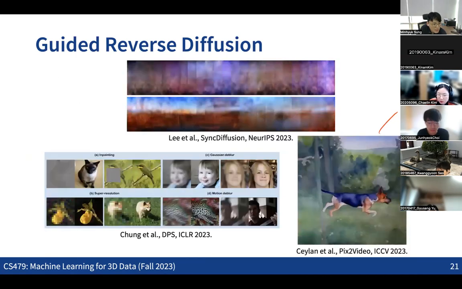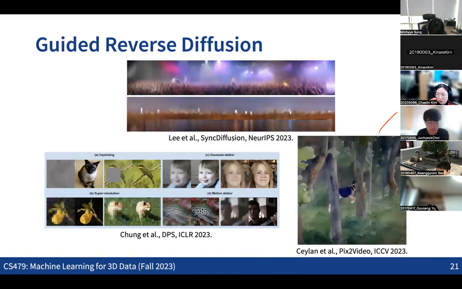On the right-hand side, these are also some of the results of editing the given video into a specific style. And we can also run the reverse process for each of the frames of the video in a way that their style can match, basically adding guidance in the reverse process.